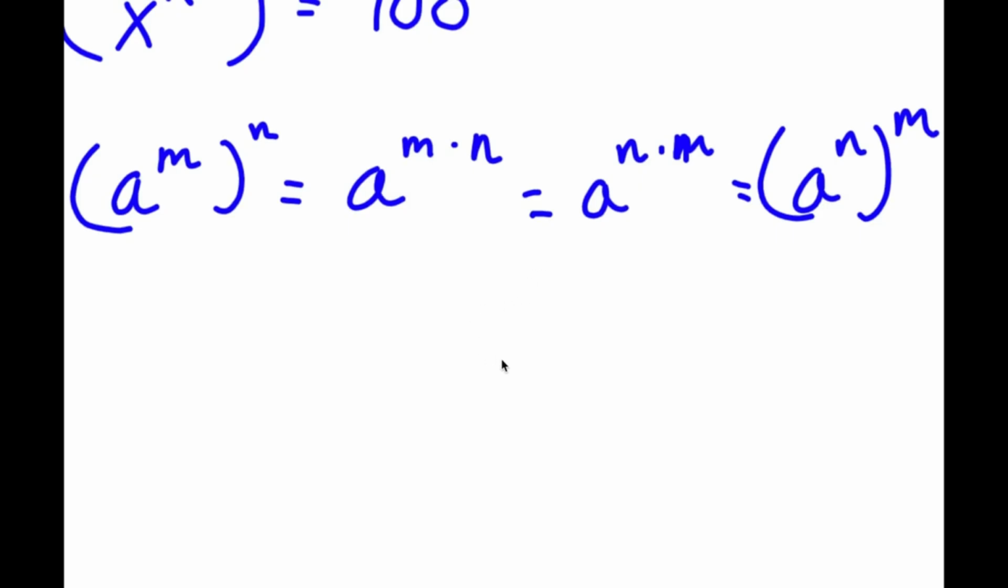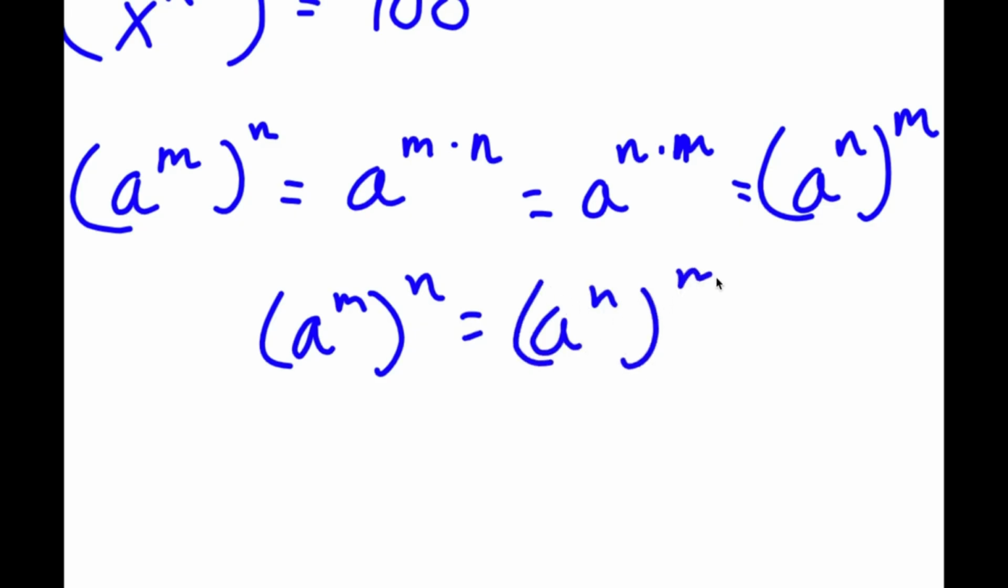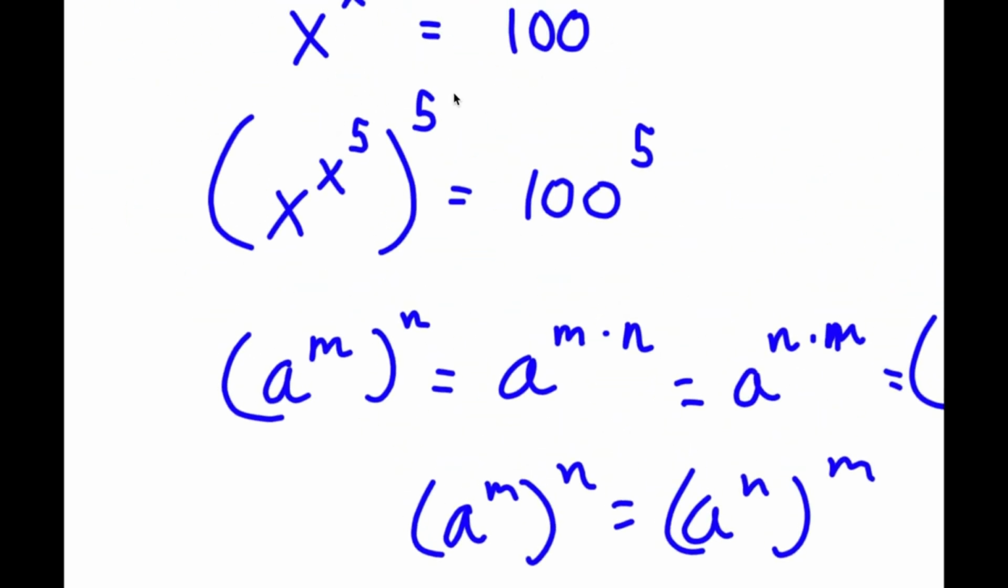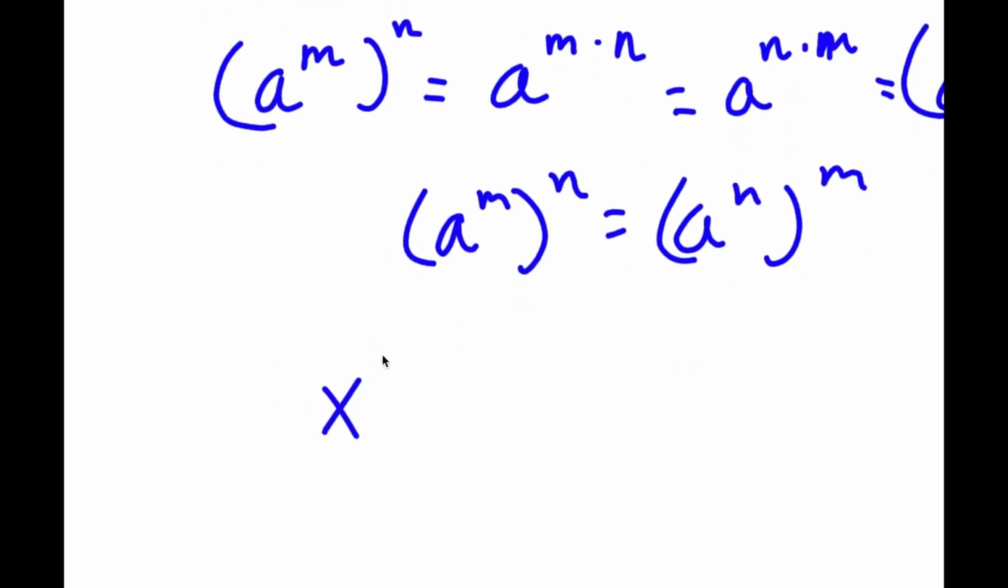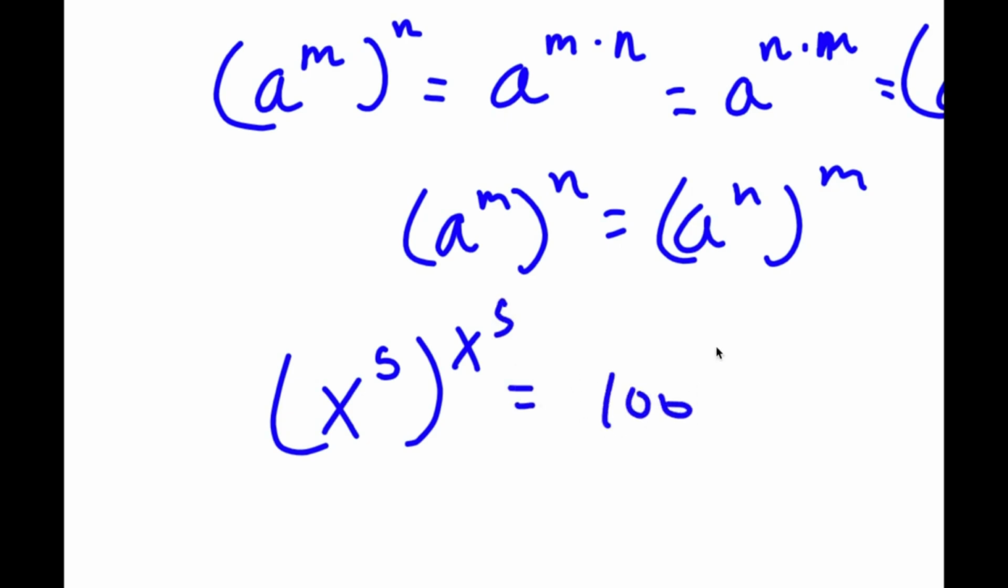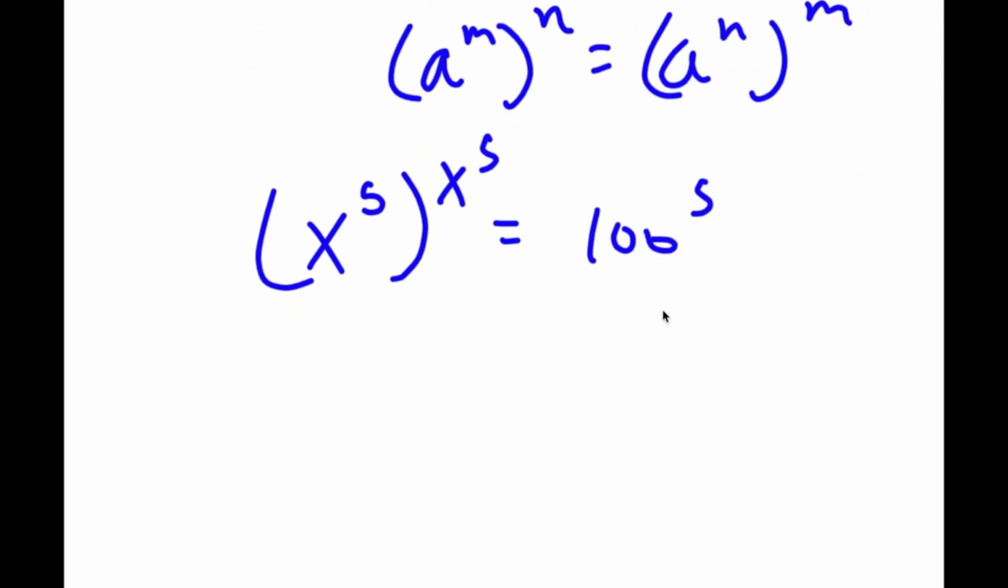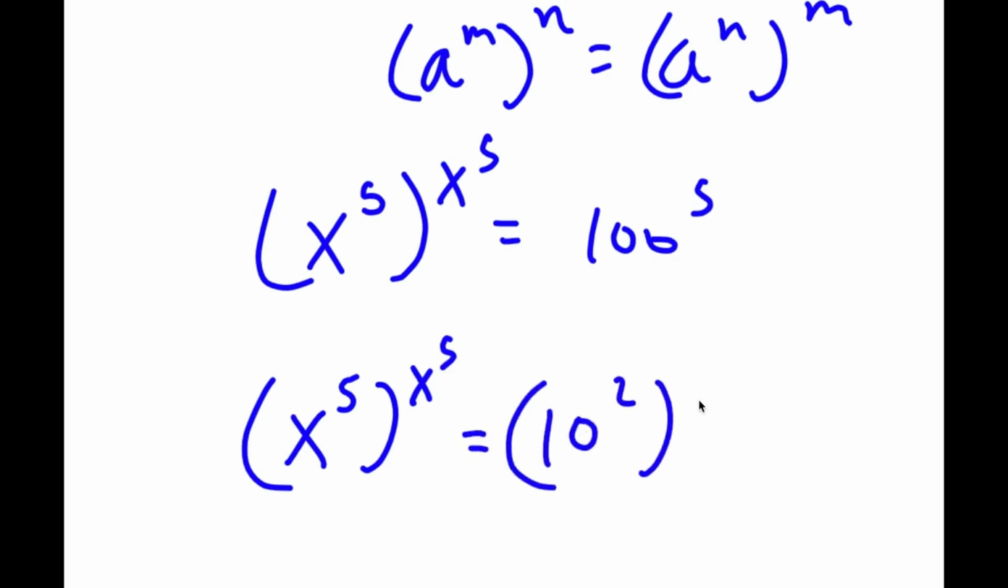So, in this case, I can rewrite a to the power of m to the power of n as a to the power of n to the power of m. So I have x to the power of x to the power of 5 to the power of 5. And we can think of x to the power of 5 as m and 5 as n. So if I change the place of these two, I get x to the power of 5 to the power of x to the power of 5 is equal to 100 to the power of 5. Now 100 is the same thing as 10 to the power of 2. So now I have x to the power of 5 to the power of x to the power of 5 is equal to 10 to the power of 2 to the power of 5.